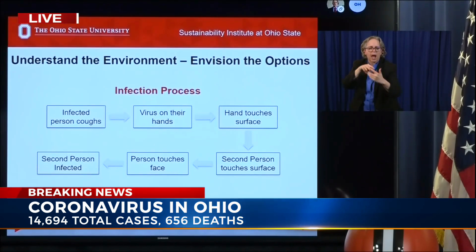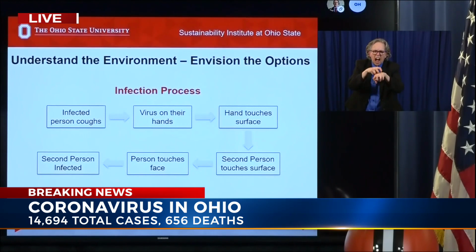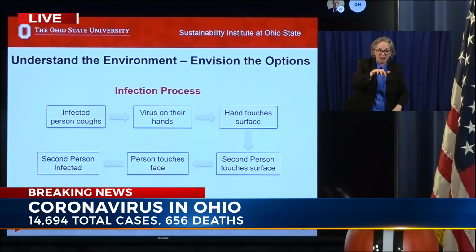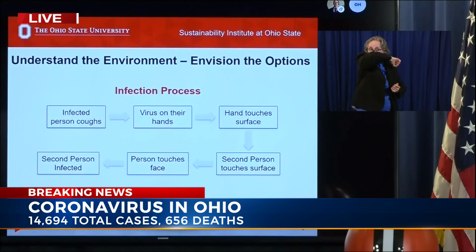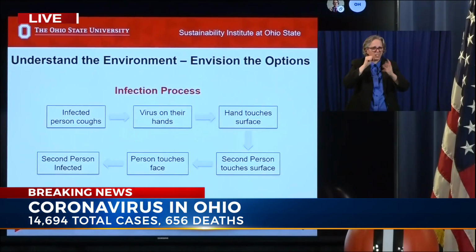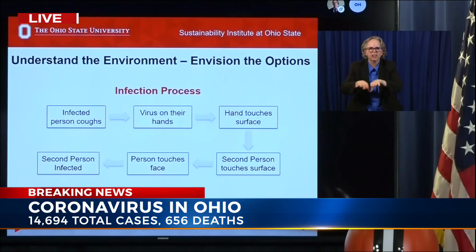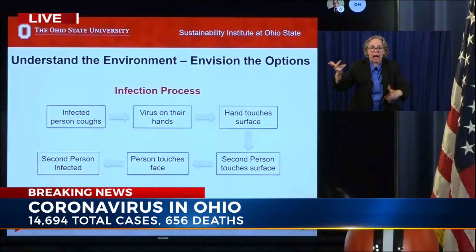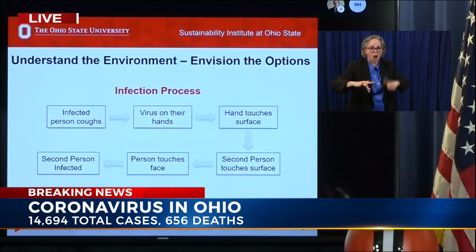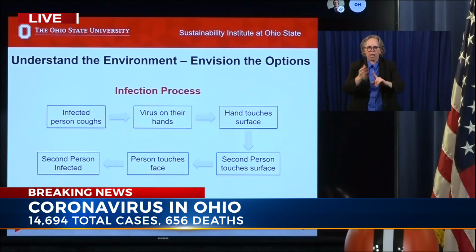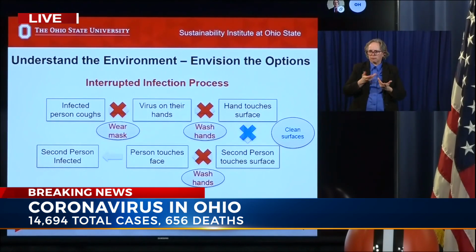So what we have is we have it where you cough, and then let's say that you forget to cough into your elbow like we always recommend that you do, or you're not wearing a mask. And so what happens is you either cough into your hand and now you have a contaminated hand, or you cough into the air and then it can land on the surface, or then you touch a surface. Once you've touched the surface, then somebody else can touch it, and you have inadvertently led to somebody's possible infection by not preventing this infection process from happening.